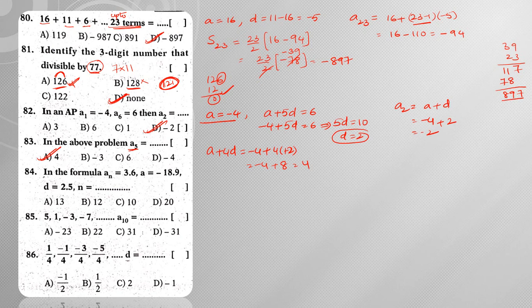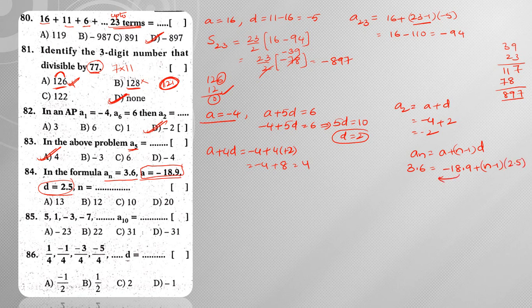In the formula, AN is equal to 3.6, A is equal to minus 18.9, D is equal to 2.5. Then what is the value of N? So already he has given the values of A and D. When A and D values are given, directly we can substitute in the AN formula. What is the AN formula? AN is equal to A plus N minus 1 into D. Already we know the value of AN. AN is nothing but 3.6, and substituting the values: minus 18.9 plus N minus 1 into D, and D is 2.5.